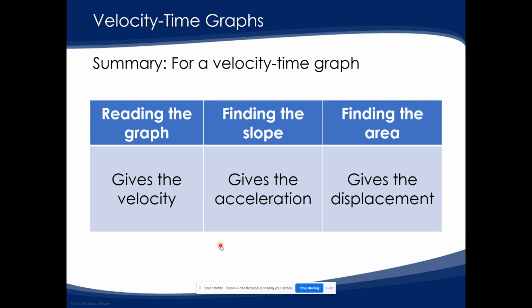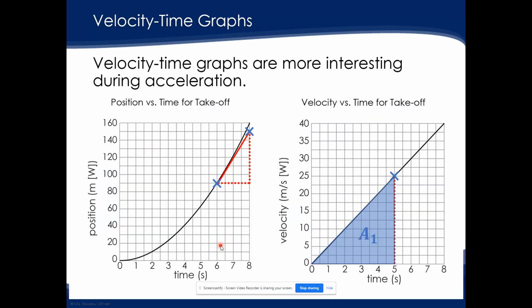So, reading a velocity-time graph gives us our velocity. But when we find the slope, that's going to tell us our acceleration, or how fast our velocity is changing. And finding the area under the line is going to give us our total displacement. These are big ideas to make sure we have straight, because our velocity-time graph is very different from our position-time graph. You have to remember that this is for velocity. Our position-time graph doesn't give us this type of information. We can just read the graph to find our position, and we can find our slope to find our velocity on a position-time graph.